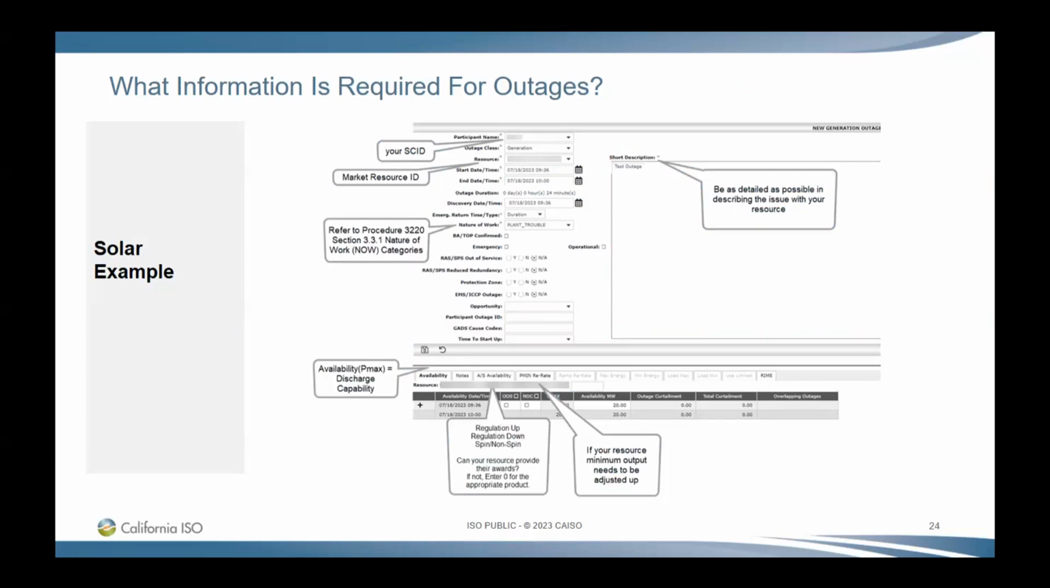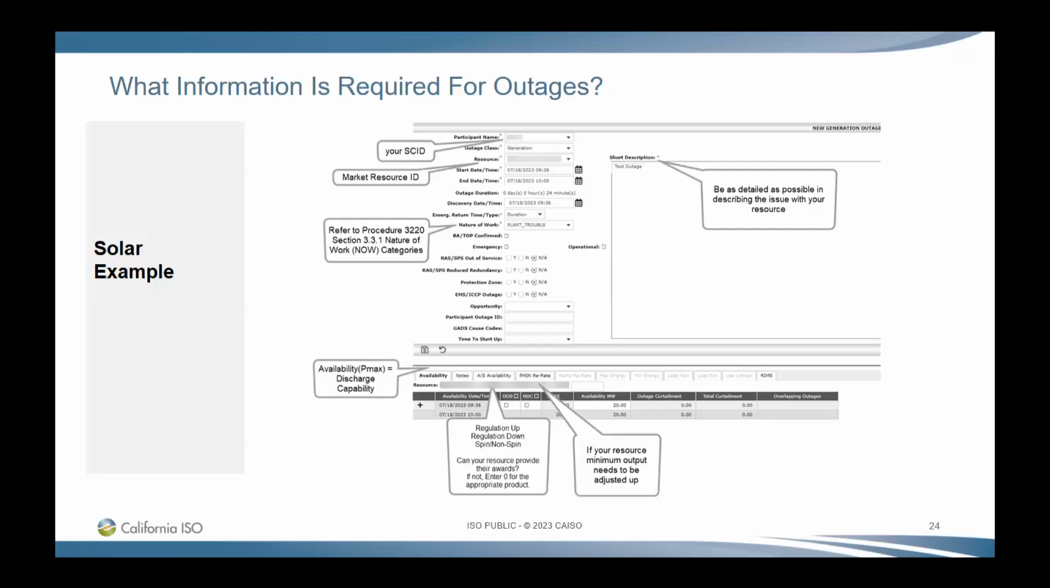For your outages, you should always have your SCID, the market resource ID, and a detailed description of what the issue is with your resource that is requiring this outage. As far as selecting the nature of work, we had some suggestions up above of what to choose for testing, but for regular outages you'd want to refer to operating procedure 3220, section 3.3.1, nature of work category. That will give you examples of what you would need to put in there, such as this example for solar, where plant trouble was selected.